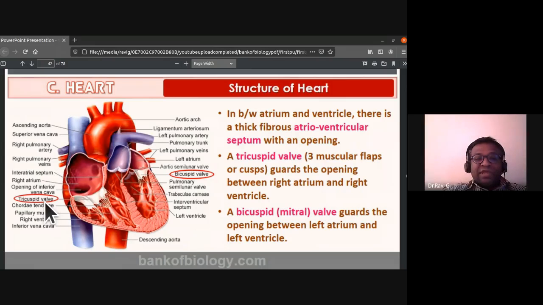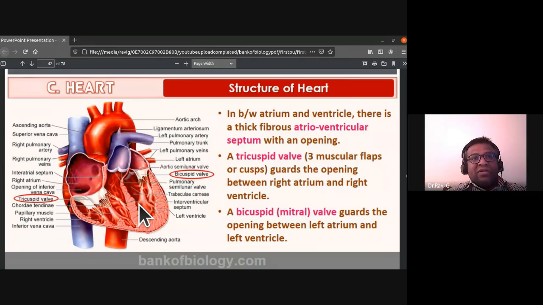Why is it called the tricuspid valve? Because it has three muscular flaps or cusps which guard the opening between the right auricle and right ventricle. A bicuspid valve, also called the mitral valve, guards the opening between the left auricle and the left ventricle. I had asked you to remember it in a simple way, RT, LBL.